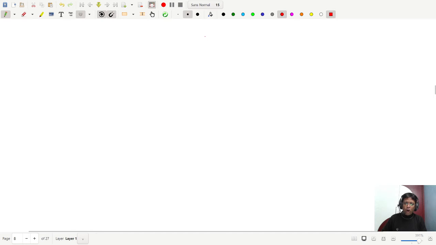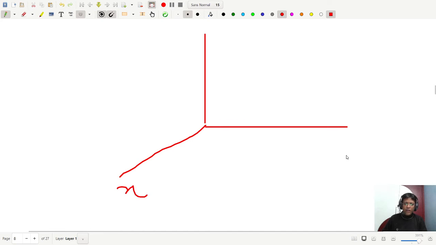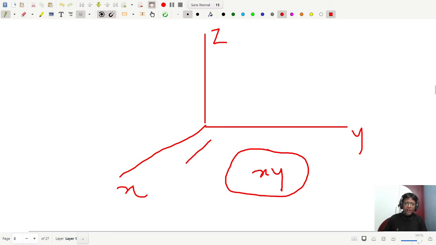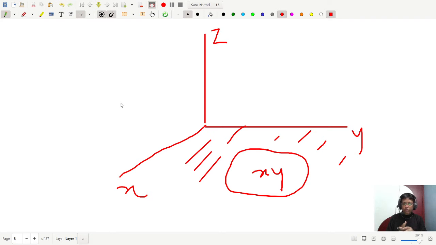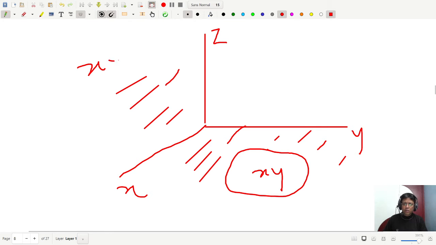So if you draw the coordinate axes again like this, this is your x, this is your y, this is your z direction. So this is your xy plane, right? That means the floor of your room, where we actually keep our feet. So that is your xy plane. And one of the walls is your xz plane, right? And this is your yz plane, right?